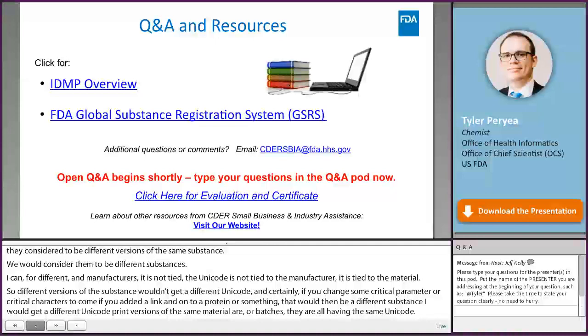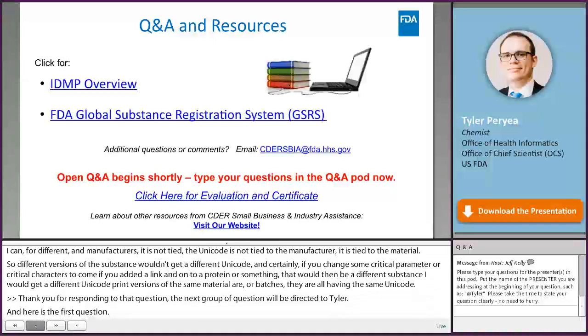Does the downloadable GSRS software come with a blank database, or does it come with data?